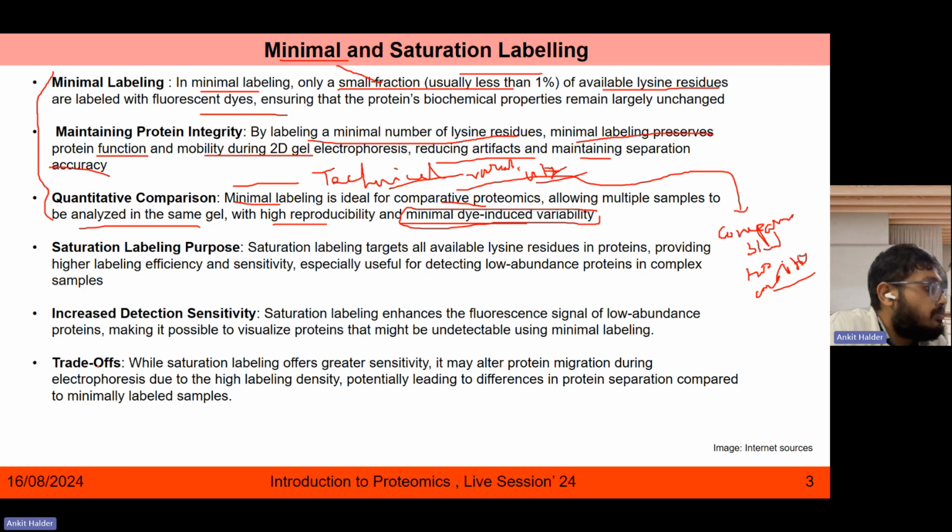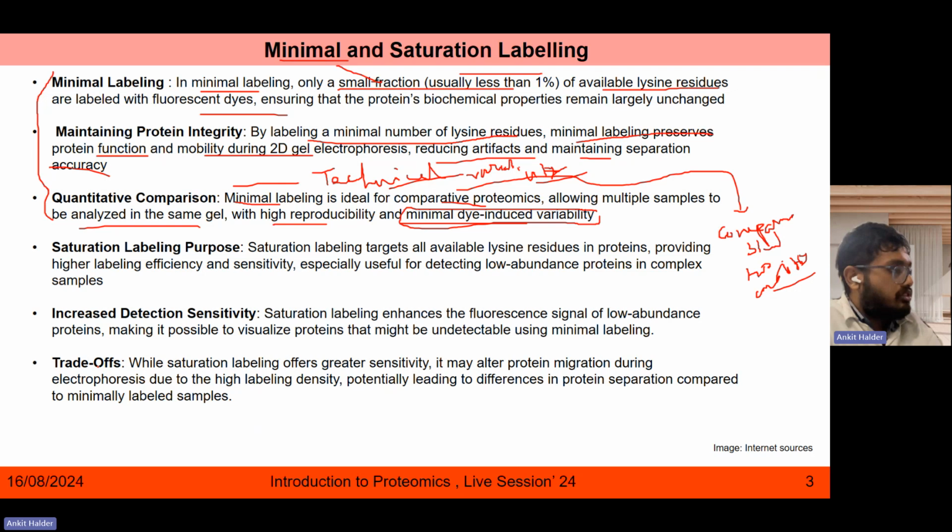But saturation labeling targets all available lysine residues in proteins, providing higher labeling efficiency and sensitivity, especially useful for detecting low abundance proteins in complex samples. So what happens in saturation labeling is that it targets all available lysine residues in proteins, and it will obviously help in providing higher labeling efficiency and sensitivity. And this is a very useful tool for detecting low abundance proteins in complex samples.